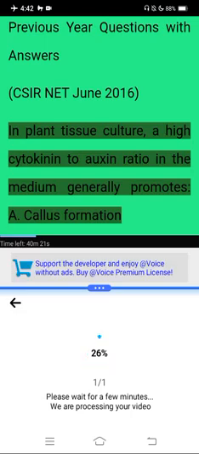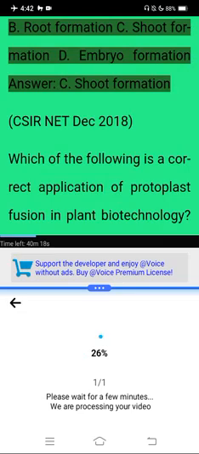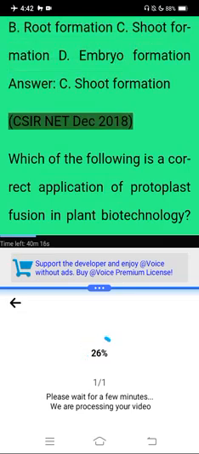In plant tissue culture, a high cytokinin to auxin ratio in the medium generally promotes: A, callus formation; B, root formation; C, shoot formation; D, embryo formation. Answer: C, shoot formation. CSIR NET December 2018.